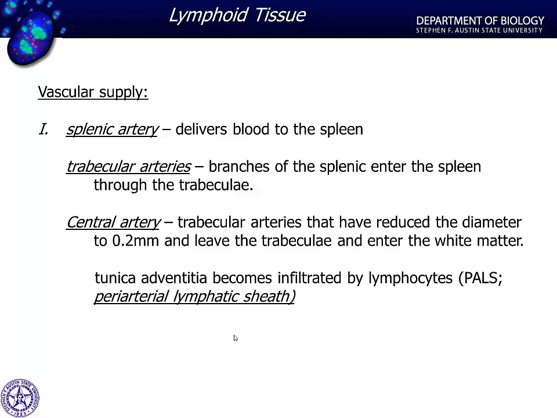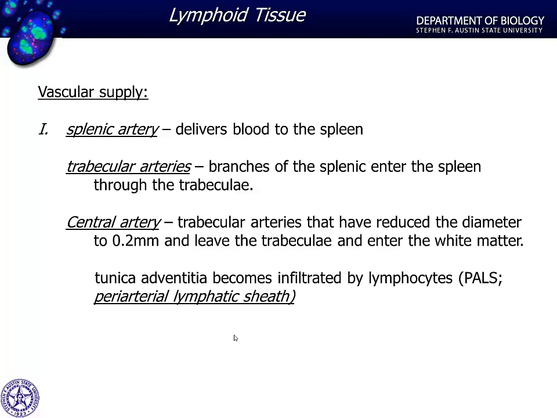Now, once these trabecular arteries leave the connective tissue of the trabeculae itself, and they will be reducing themselves in diameter as more and more of these branch off, then we're going to call these a central artery. And as these central arteries make their way in and surrounding the parenchyma of the spleen itself, they're going to be covered by lymphocytes. And so this is the periarterial lymphatic sheath, or PALS, and this is really going to make up our white matter that we see within the spleen.